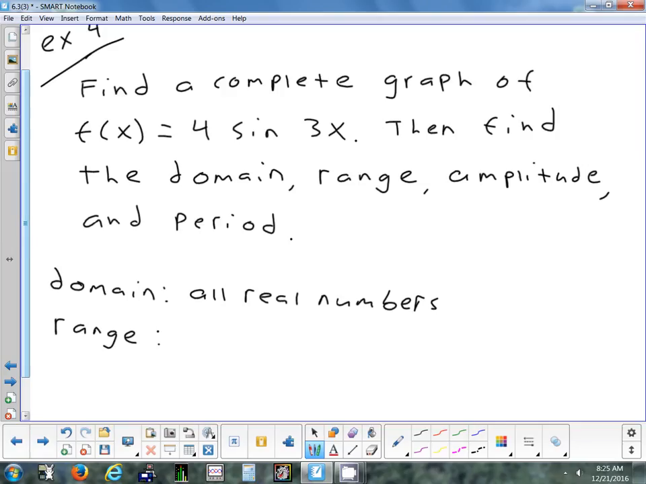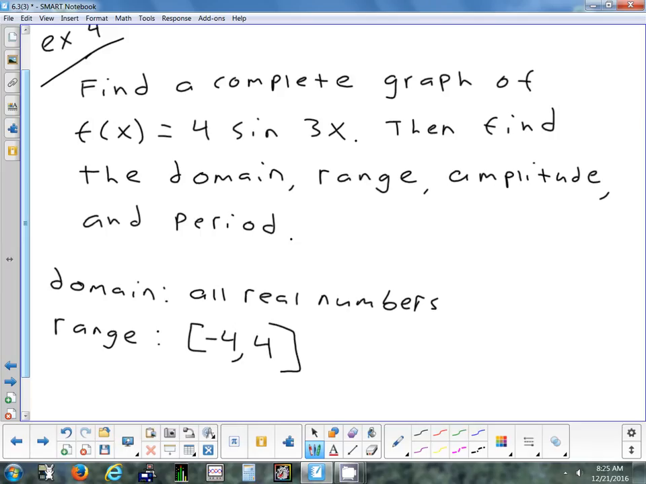Yeah, Allie? 4 to negative 4? Yeah, normally it would be negative 1 to 1. So range, I'm thinking, all right, let's look at the 2 things that could affect range. That's vertical stretches and vertical shifts. There is no vertical shift, but there is a vertical stretch. So take what your range would be, negative 1 to 1, and quadruple it, negative 4 to 4.